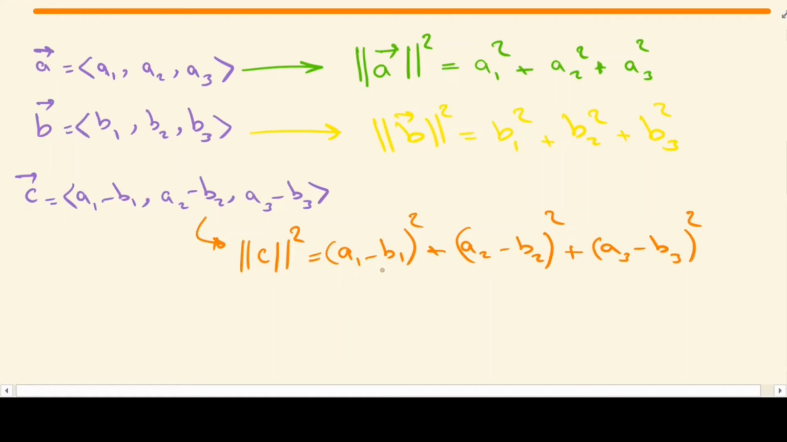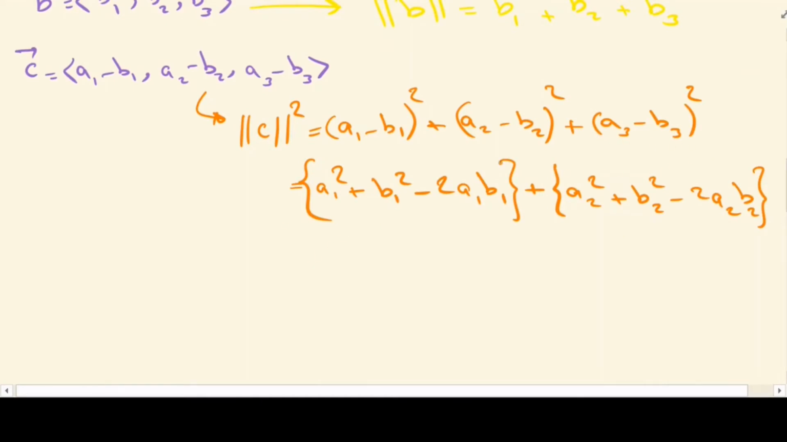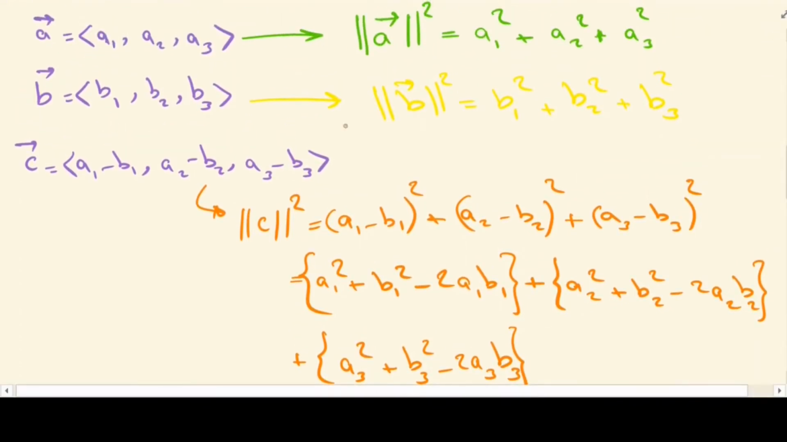And if we expand each of these terms, then we will get A1 squared plus B1 squared minus 2 times A1 B1, plus, for the second parentheses, we would get A2 squared plus B2 squared minus 2 times A2 B2, and for the last term we will get A3 squared plus B3 squared minus 2 times A3 B3. Now we have some appropriate expressions for length of vectors A, B, and C.